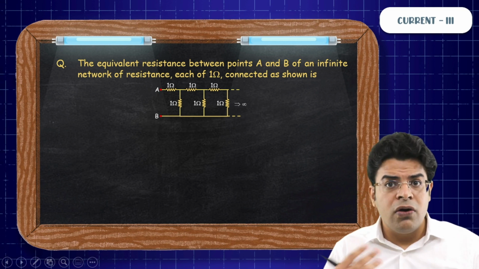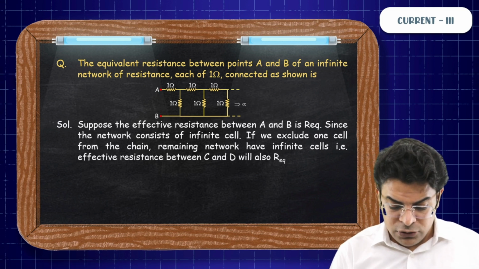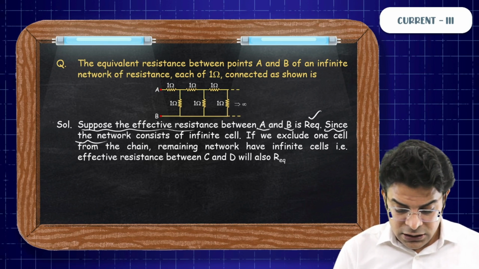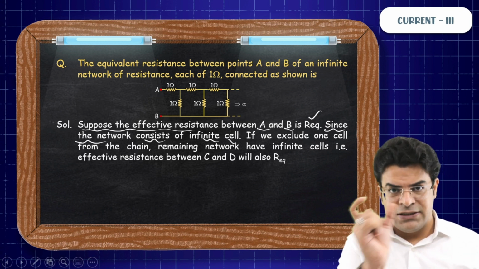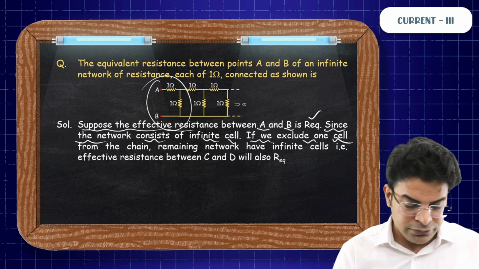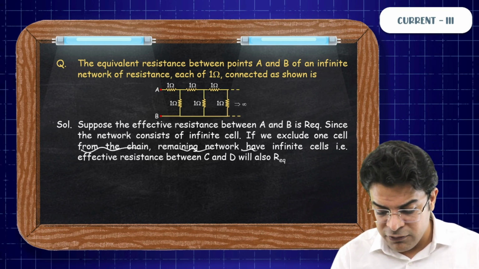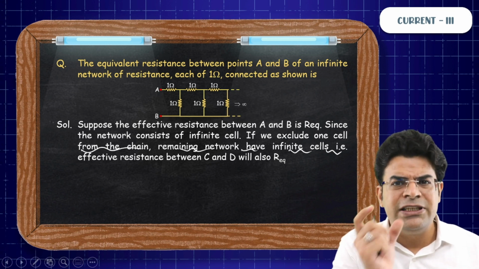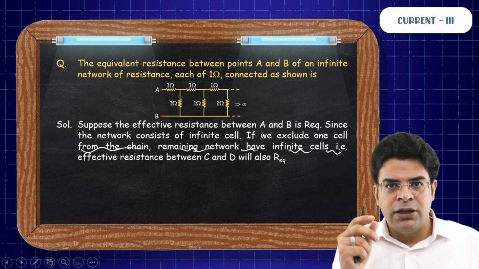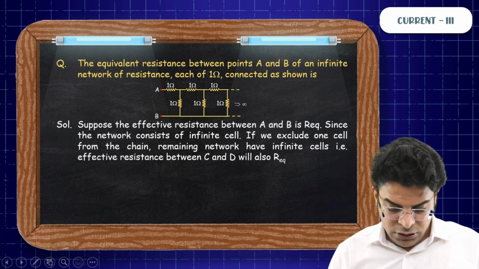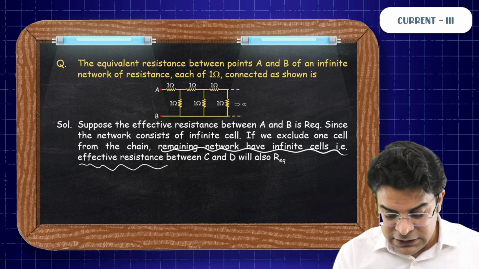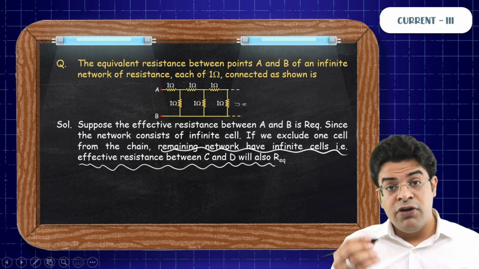So how to solve these types of questions? Suppose the effective resistance between A and B is R equivalent. Since the network consists of infinite cells, infinite units, if we exclude one cell, the first part, from the chain, the remaining network has infinite cells. Cells means units. Cell, the building block of life, right? So cell means units, not the battery here. So the remaining network has infinite units. Effective resistance between C and D will also be R equivalent.